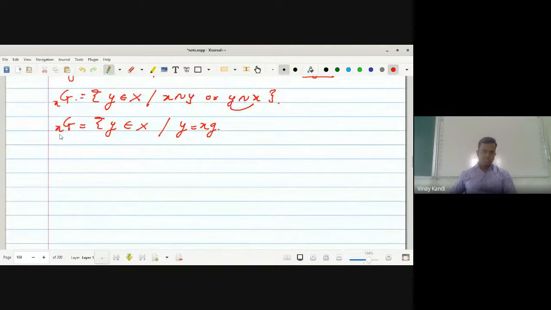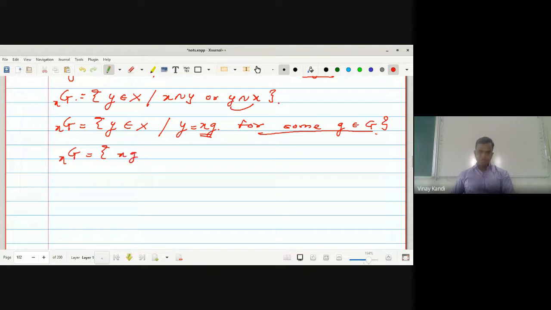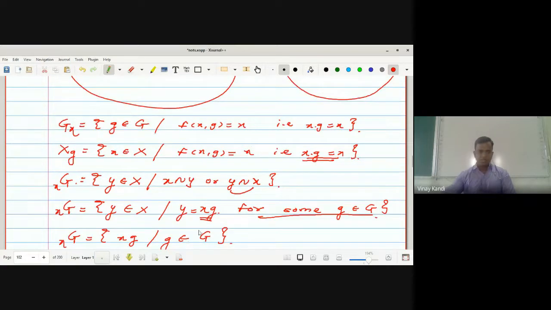What is xg? xg is the collection of those elements of X such that y is equal to xg for some small g belonging to capital G. Okay, this is important. That means any element of this set xg is of the form y equal to xg, where g belongs to capital G. Pay close attention and see what happens.